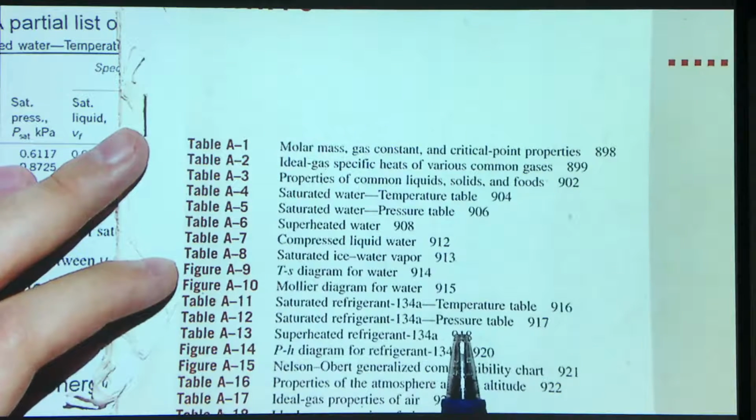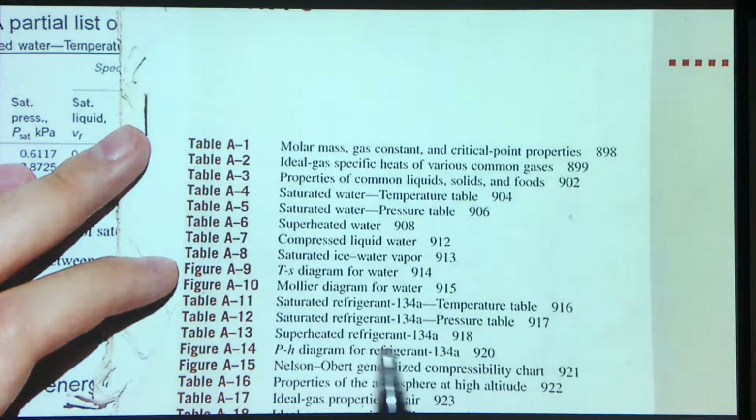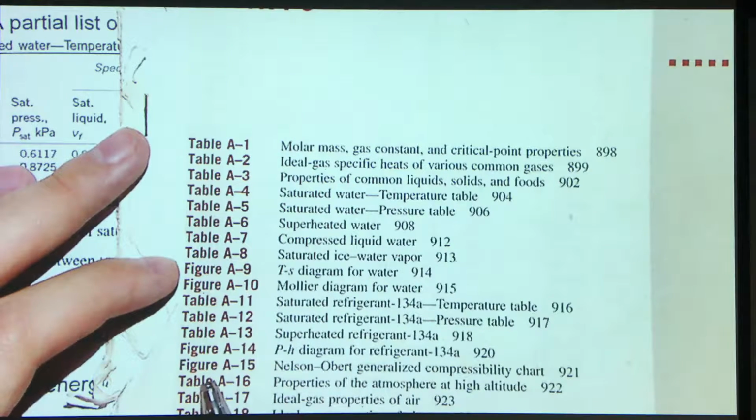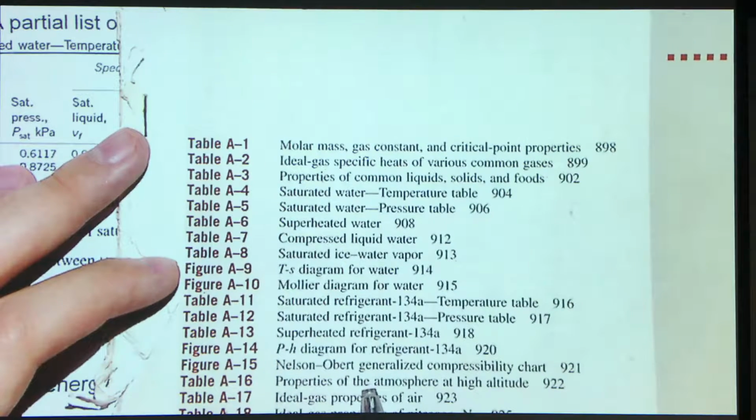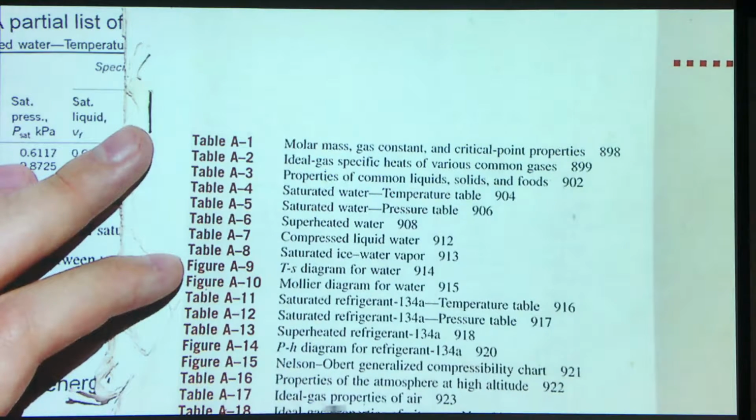Similarly, we have a superheated R134a table. And for A14, just forget that, because this Ph diagram would not be used in our course. For figure A15, it is what we call the generalized compressibility chart. I will introduce it at the very end of this chapter. Well, for table A16, because we are not likely to consider the effects of atmospheric pressure at different altitudes, you also do not need to know that at this moment.